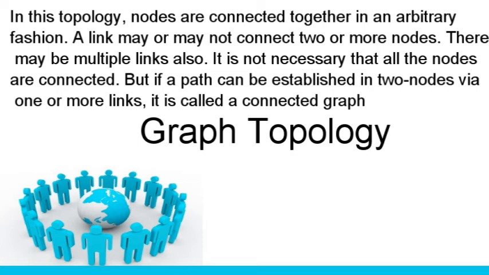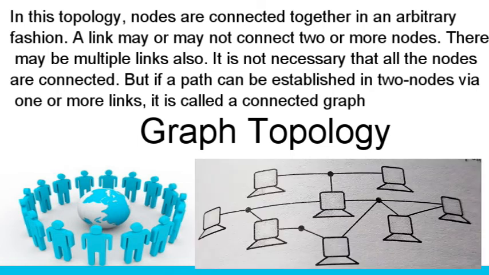Next kind of topology that we have is the graph topology. In this topology, nodes are connected together in some fashion. A link may or may not connect two or more nodes. There may be multiple links also. Means as you can see on the screen, there are multiple links, and in some cases there are no nodes connected. But if a path can be established between two nodes via one or more links, it is called a connected graph. So it can be asked what is a connected graph: if a path can be established between two nodes via one or more links, it is called a connected graph.